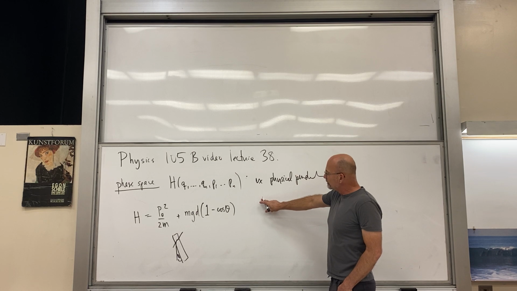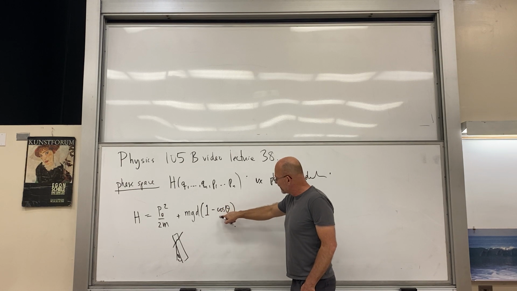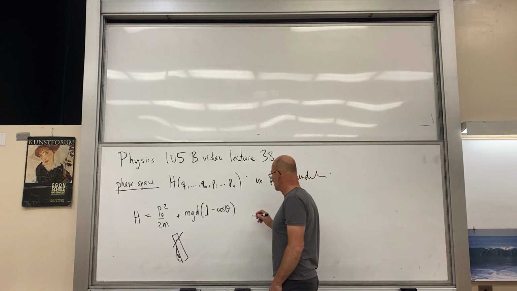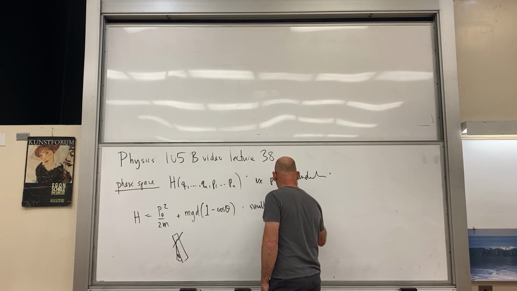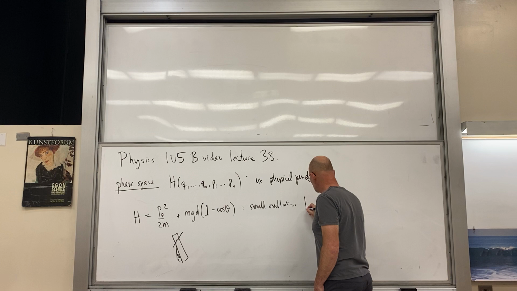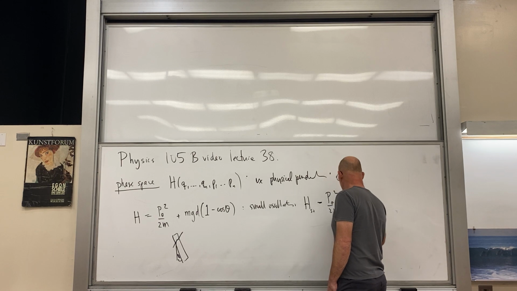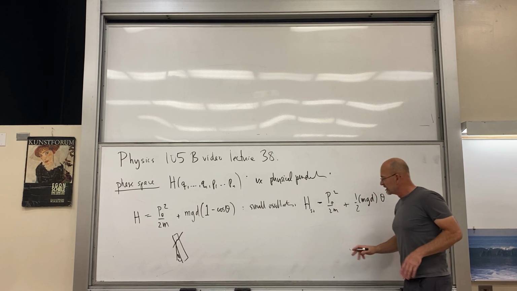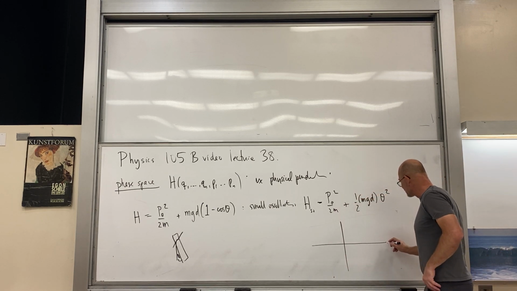So we wanted to make the phase portrait, and I went ahead and put the 1 back in here because then for small theta, we ended up with theta squared over 2, and we just had a classic harmonic oscillator. So small oscillations are pretty clear. I'll even call it H small oscillations. p theta squared over 2I plus 1/2 mgd theta squared.